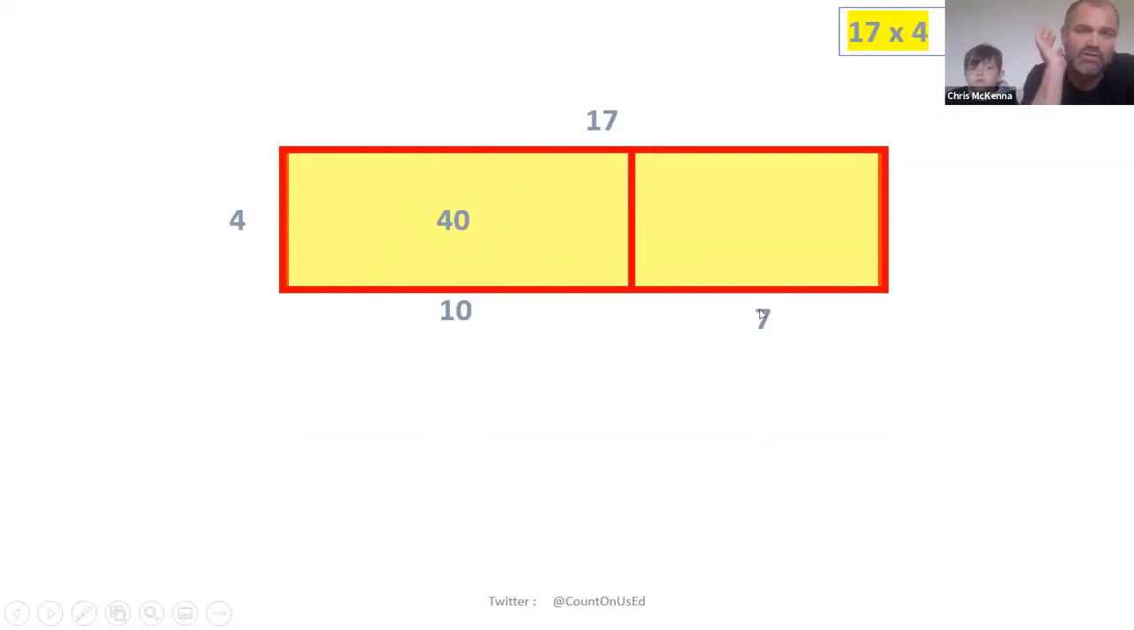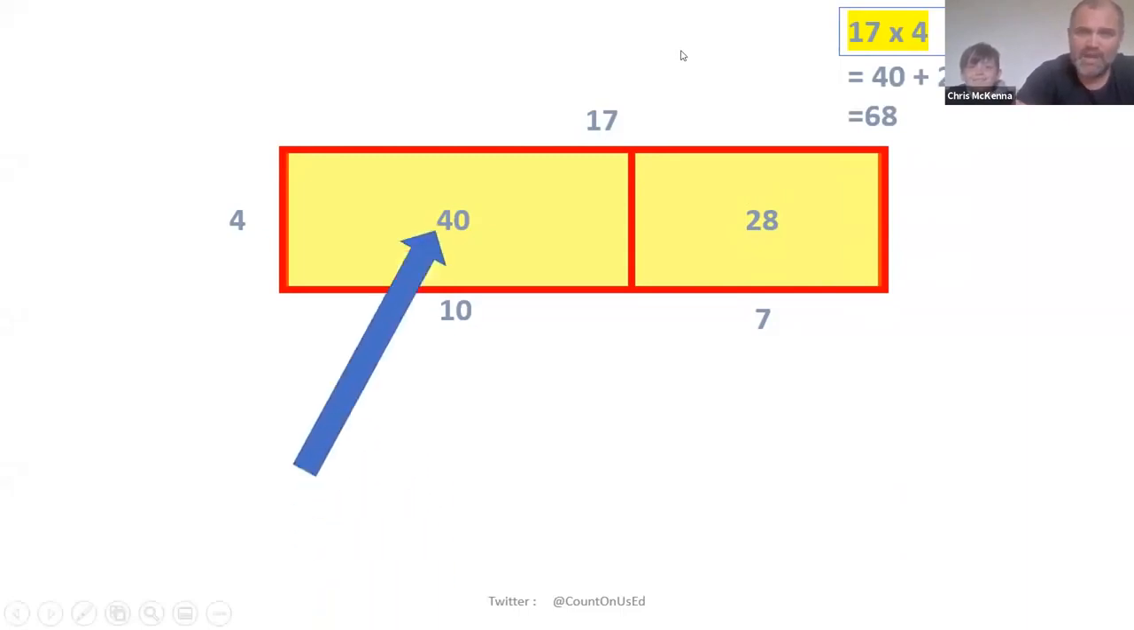Do you know what 7 times 4 is at home? If you do, write the answer in this bit here, 7 times 4. Austin, what is 7 times 4? 28. And how do I work out the answer to 17 times 4? You add 40 and 28 together to get? 68. Good, well done. And that's how I would do 17 times 4. Again, 40 is a key number when dealing with 4.